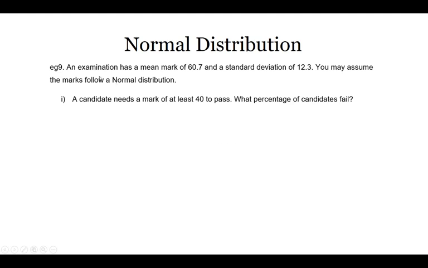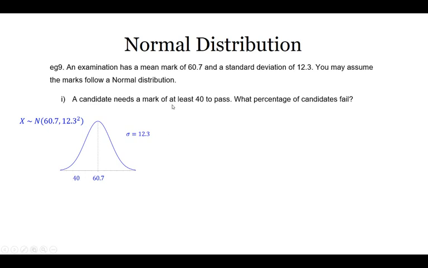So we know it's a normal distribution, and we know we've got a mean of 60.7 and a standard deviation of 12.3. Now writing that out, don't forget it's 12.3 squared you need to write as the second parameter in your brackets. Our diagram, very straightforwardly, will look like that. Right, so 40 on our scale will be to the left of 60.7, so down here.